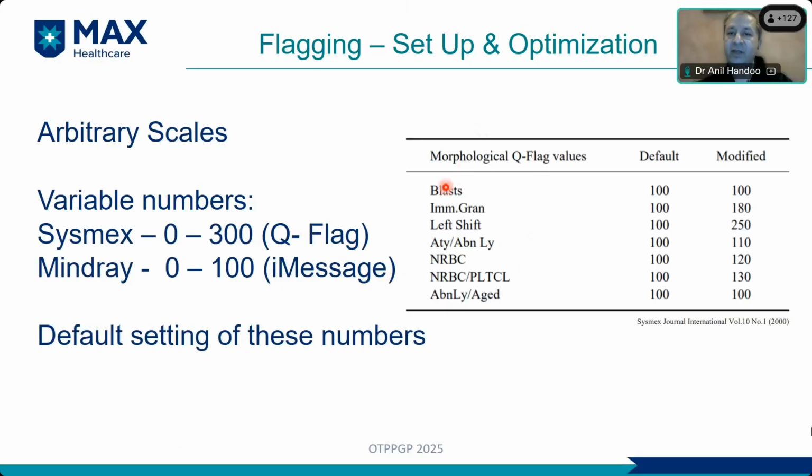This is for Sysmex. So you have blast, immature grans, left shift, etc., which can be given. Default is 100. But for example, in this case, the modification had been done at all these numbers. So you have to modify these numbers, and all that needs to be done in consonance with the instrument guys, because this whole thing will be done in what is called an administrator mode. Okay, you can't do it on an operator or a user mode.